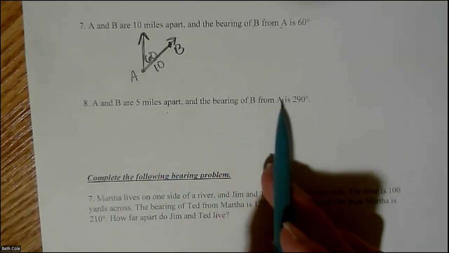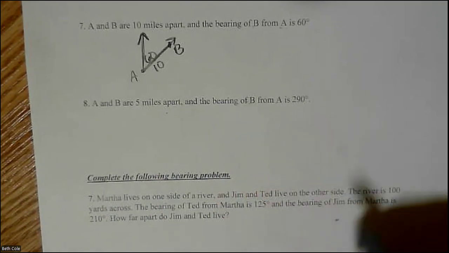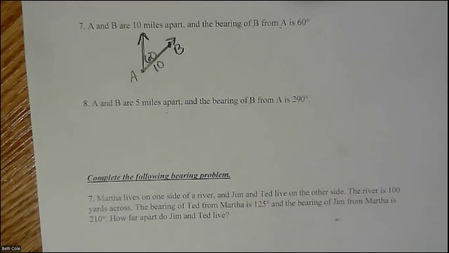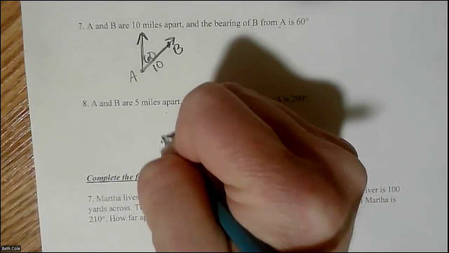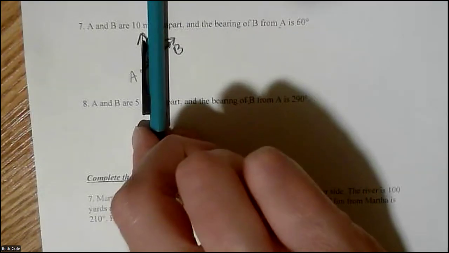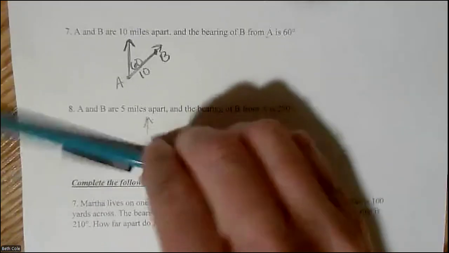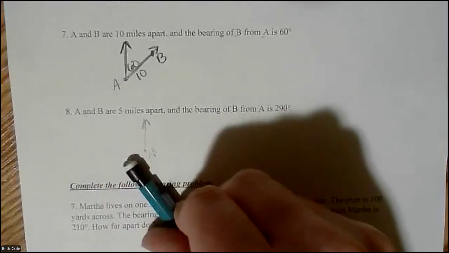So you're trying to get from A to B. The bearing to get to B from A is 290. So a full circle is 360. You're going to practically go the whole way around. So here's A. This is due north. And so again, we rotate clockwise. So if you were to rotate 360 degrees, that would take you the whole way around. You just only go 290.